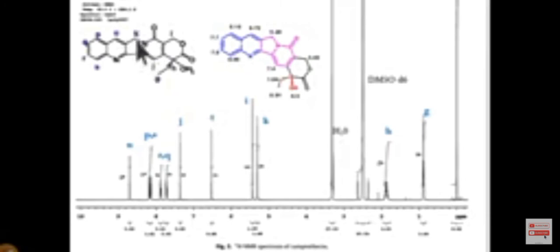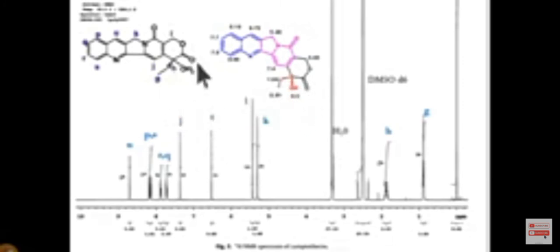Now the protons attached to the nitrogen, and the signal for these two protons I, are a little bit downfield. The next signal is at 6.5. It is exchangeable with deuterium. That means it is an OH proton. This is an OH proton.